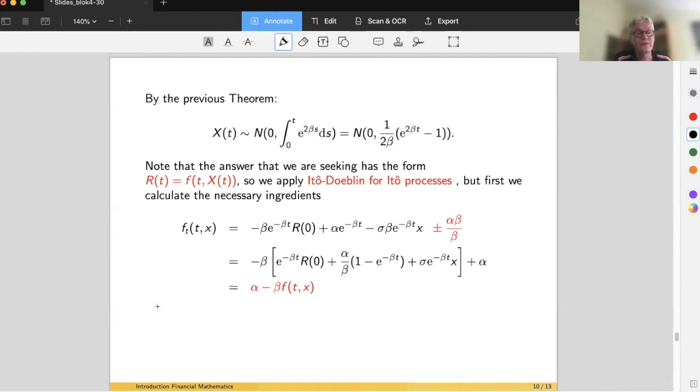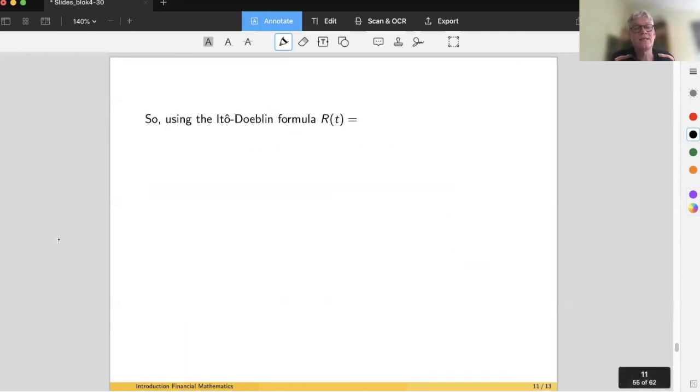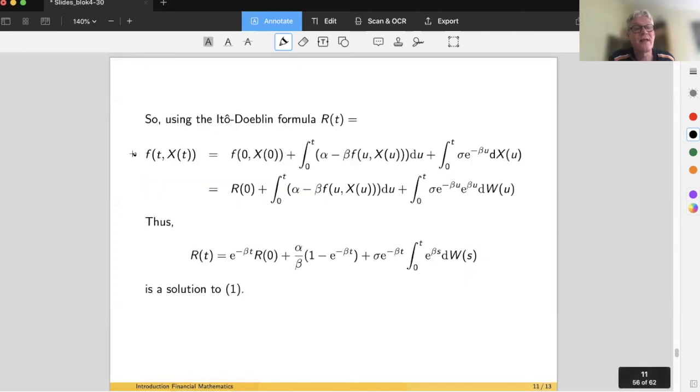The first derivative with respect to x will give us only the last part. So that is sigma e to the power minus beta t. And there's no x term here. So the second derivative with respect to x is equal to 0. And then we have all the ingredients: the first derivative with respect to t, the first derivative with respect to x, and the second derivative with respect to x, to actually apply the Ito-Doeblin formula. So we do that for r. We say r is equal to f, which depends on t and xt.